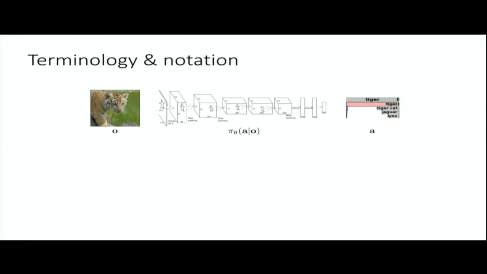Okay, so let's start with a little bit of terminology and notation. We'll begin with a kind of supervised learning problem that hopefully all of you are already familiar with. So here, let's say that I want to observe this picture, the picture of the tiger, and I would like to output a label that says what is the category of the object in this picture.